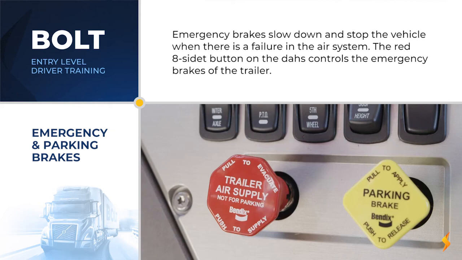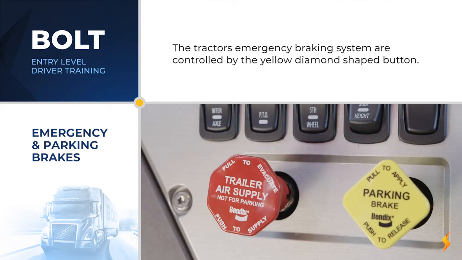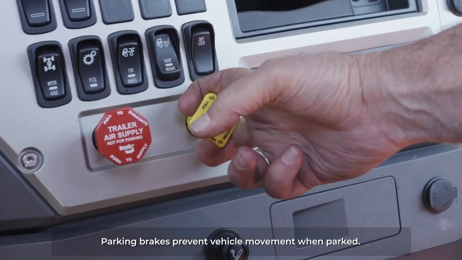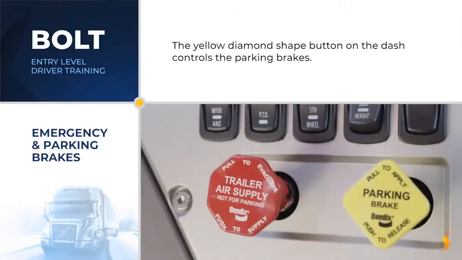The red 8-sided button on the dash controls the emergency brakes on the trailer. The tractor parking brake system doubles as the tractor's emergency brakes and are controlled by the yellow diamond-shaped button. Parking brakes prevent vehicle movement when parked. The yellow diamond-shaped button on the dash controls the parking brakes.